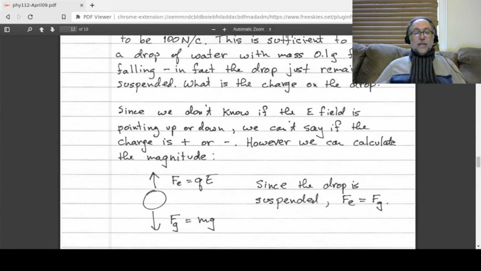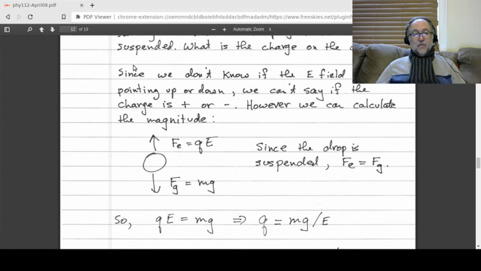Now, I didn't tell you in the problem whether the electric field was pointing up or down. I didn't say if the ground was positively charged or the clouds are positively charged. So we won't worry about that, but we can calculate the charge. Basically what you have to have in this situation is the electrical force up has to be exactly balanced by the force of gravity down. And since the droplet is suspended, these two have to be equal to one another.